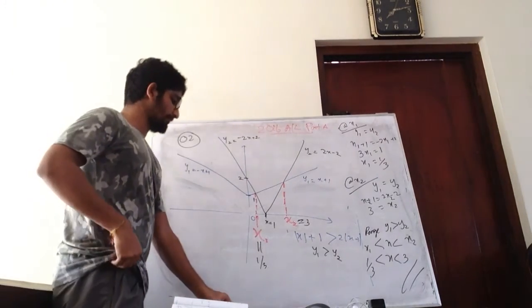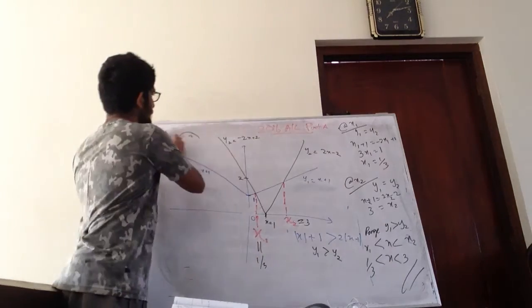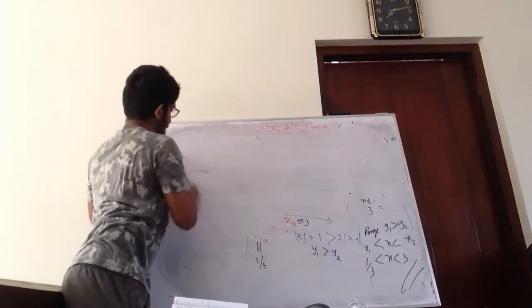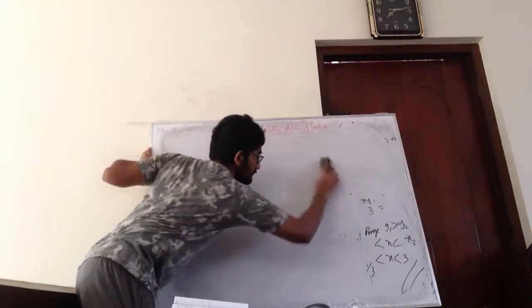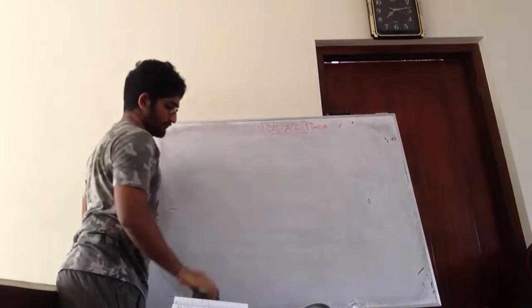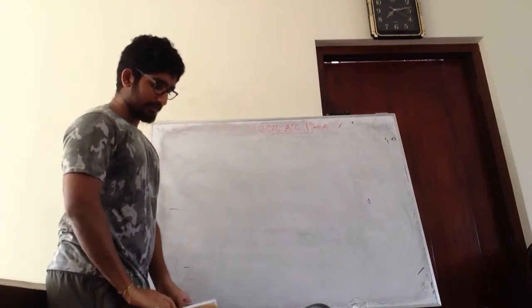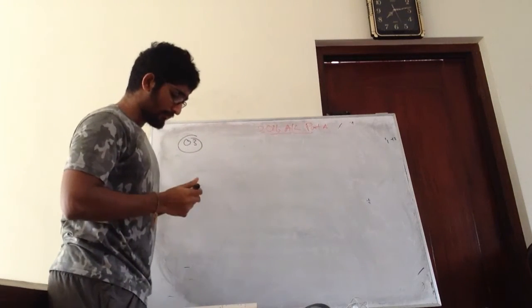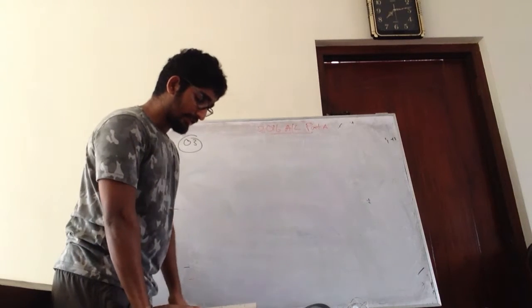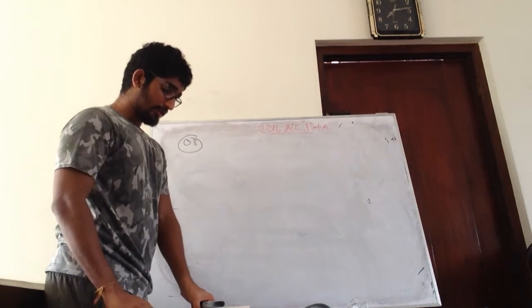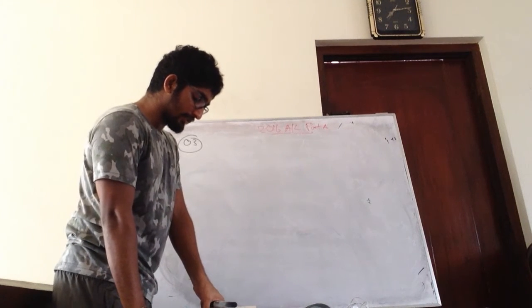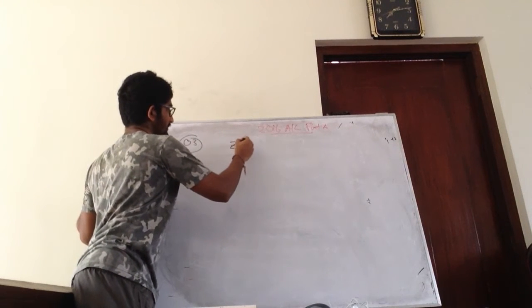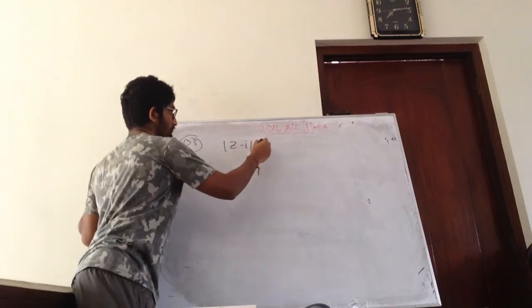Right. So question number 3. Question number 3 is a complex number question. So they say sketch on the same Argand diagram the loci of points representing complex number z satisfying. First one is modulus of z minus i equals 1.